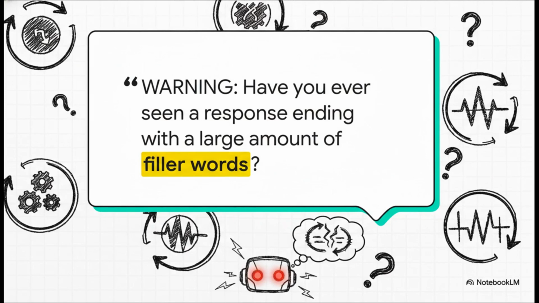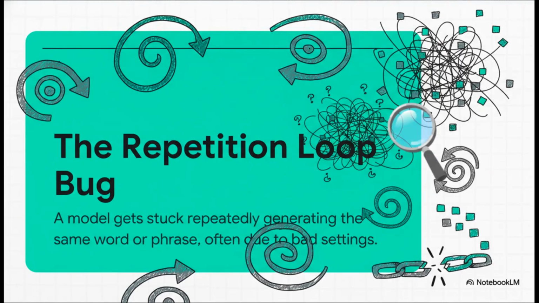This all leads to a really important warning. Have you ever seen an AI just get stuck? Where it starts repeating the same word or phrase over and over and over again? Well, there's a reason for that. It's known as the repetition loop bug. It's what happens when the model kind of gets backed into a corner, often because of a bad combination of these very settings we're talking about. It falls into a statistical rut, and it just can't find its way out.